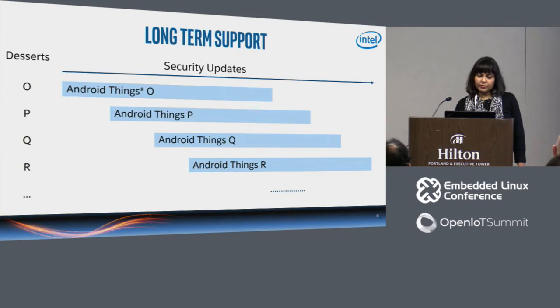Google is also going to support the OS train releases long-term. They will be supporting multiple OS versions at the same time, and the devices can get security updates for these OSs, whether you choose to stay on the same OS for the lifetime of the version, or you can jump to a different version as well.